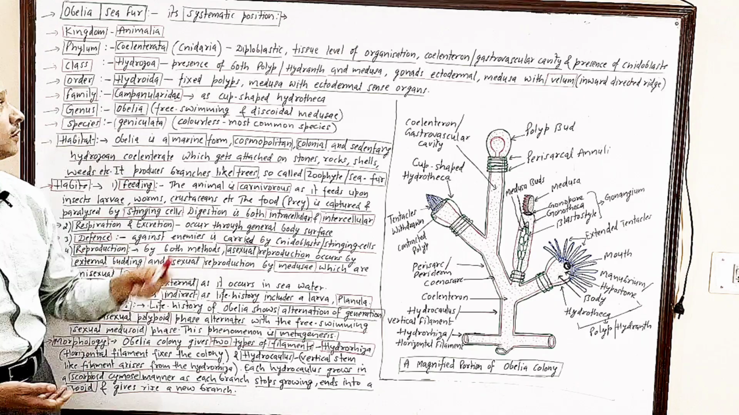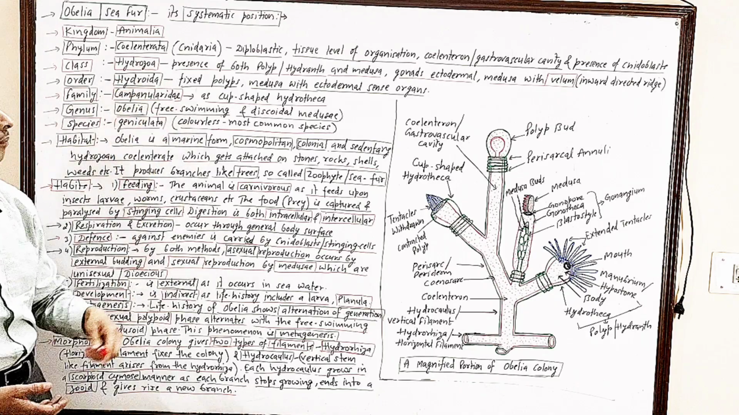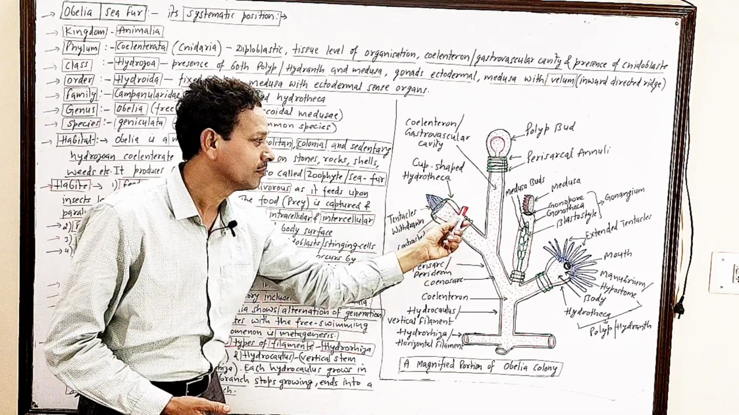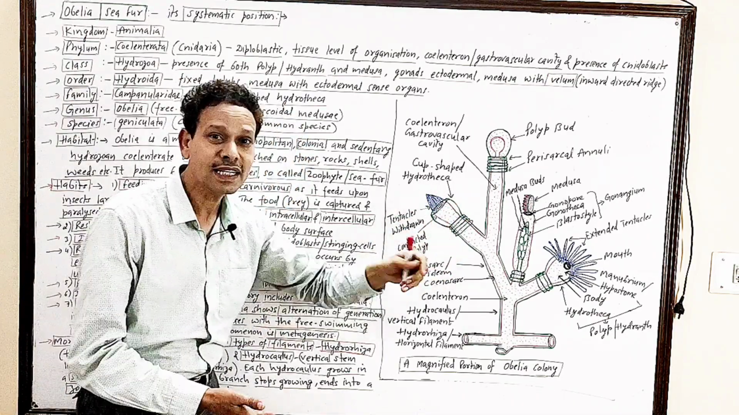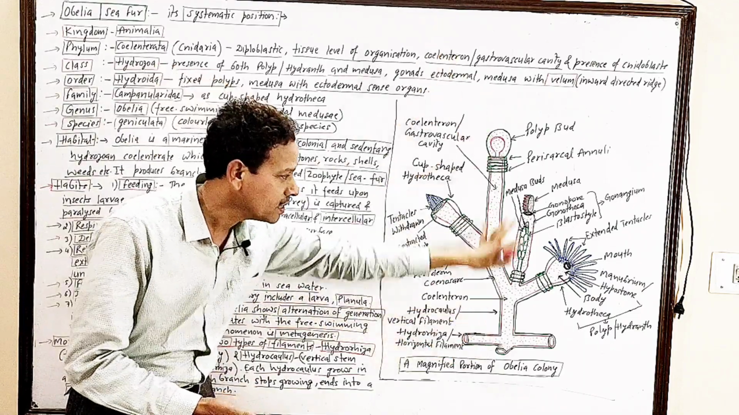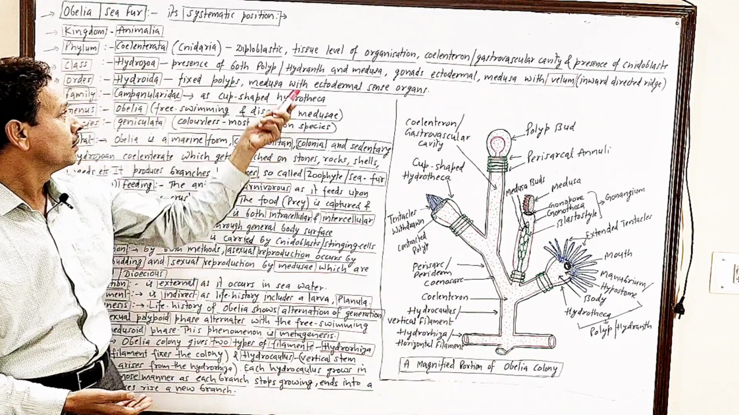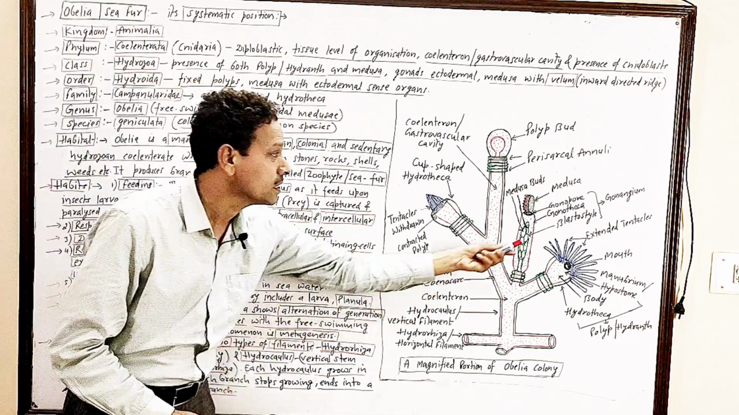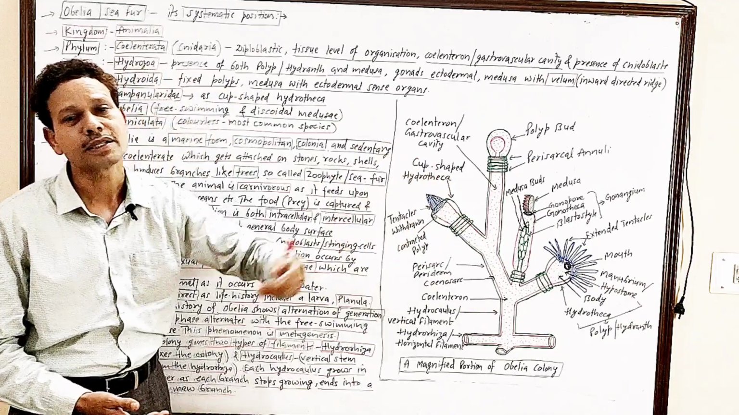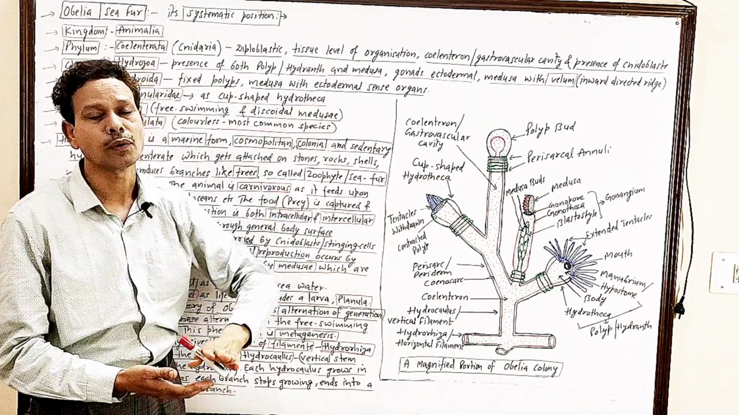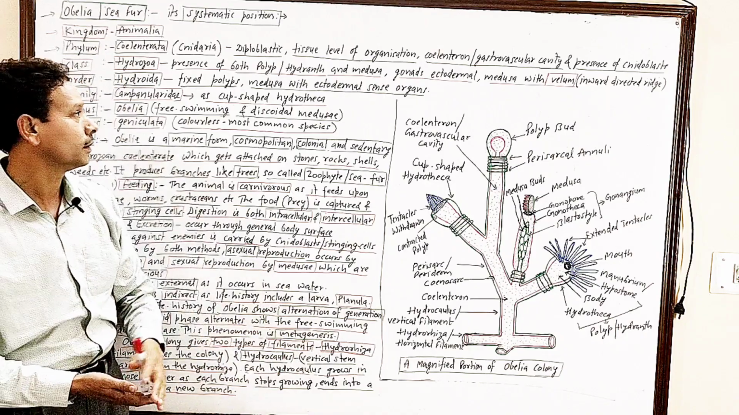Order Hydroida means fixed polyp. You see in this diagram, this polyp, this hydranth, it is sedentary. It remains attached with this Obelia colony. And medusa with ectodermal sense organs. This medusa, I will discuss in next lecture. This medusa possesses sense organs which are ectodermal.